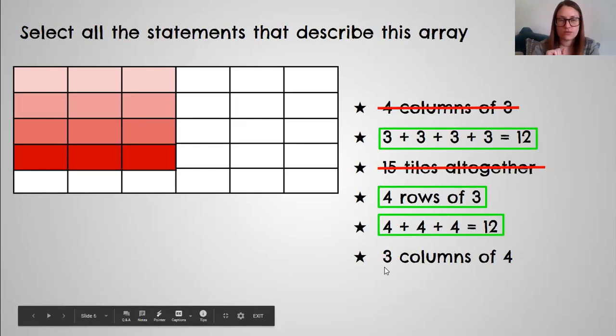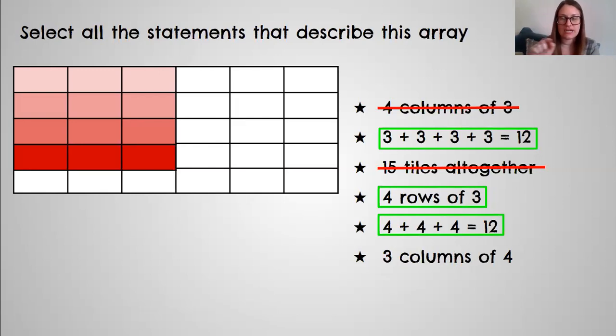Let's see if you can figure this one out. Columns go up and down. Are there 3 columns of 4 in this array? When you have your answer, put your hand on your head. Okay, let's see if you were correct. If you chose true or false, let's see. Yes, correct. If you are correct, give yourself a big pat on the back and say, I did it.